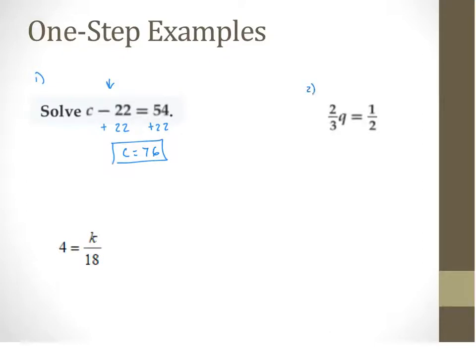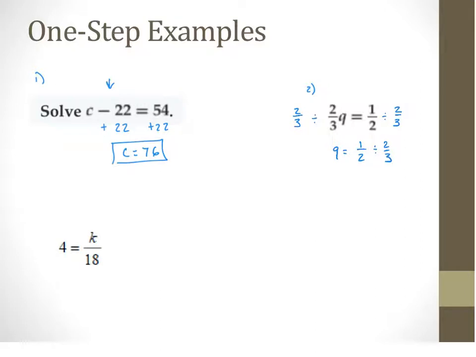Moving on to the second one, we have fractions. Don't let them freak you out. We've been doing fractions. You're fine with fractions. So we have a 2 over 3 times q. Okay. In order to separate the fraction from the q, we have to do the opposite of what's being currently done. So here we have 2 over 3 times q. So now we need to divide 2 over 3 from both sides. Now I have q on this side and 1 over 2 divided by 2 over 3.